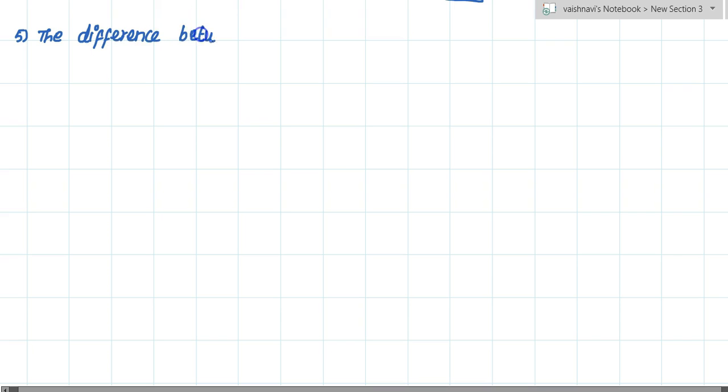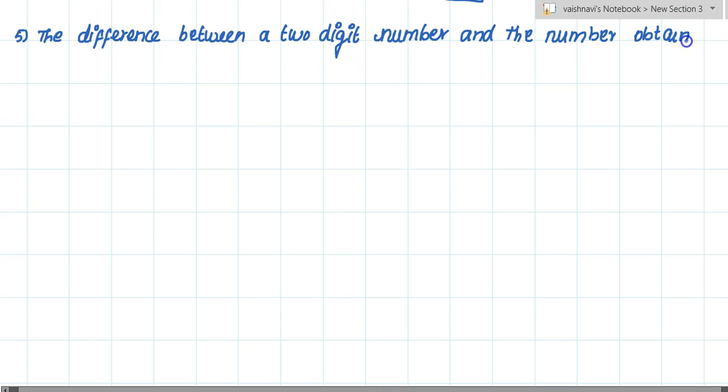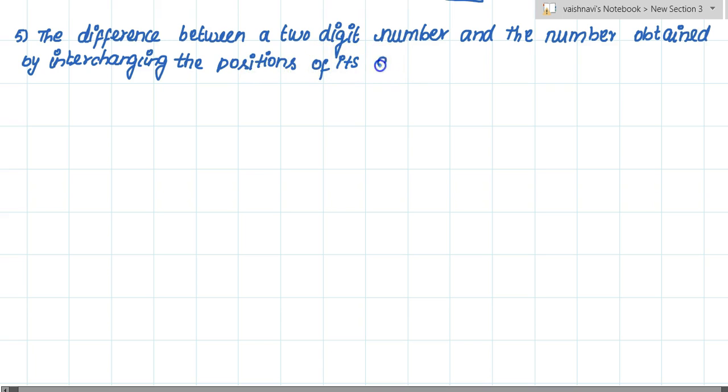So the next problem. The difference between a 2-digit number and the number obtained by interchanging the positions of its digits is 36. What is the difference between the two digits of that number? So they have given you a 2-digit number, and when you interchange the positions of the digits and subtract, you will get 36. Okay, that is interchanging the position and subtracting it. So what is the difference between the two digits they are asking?